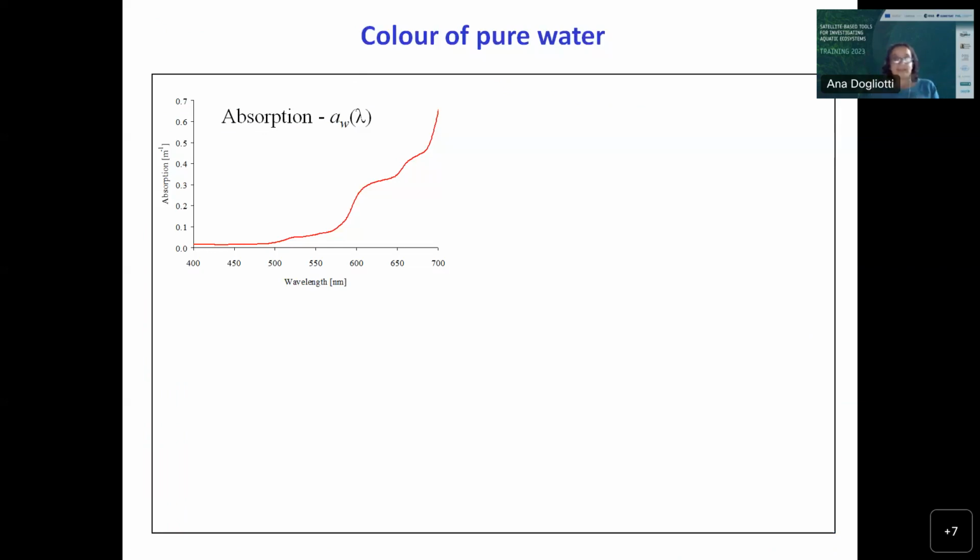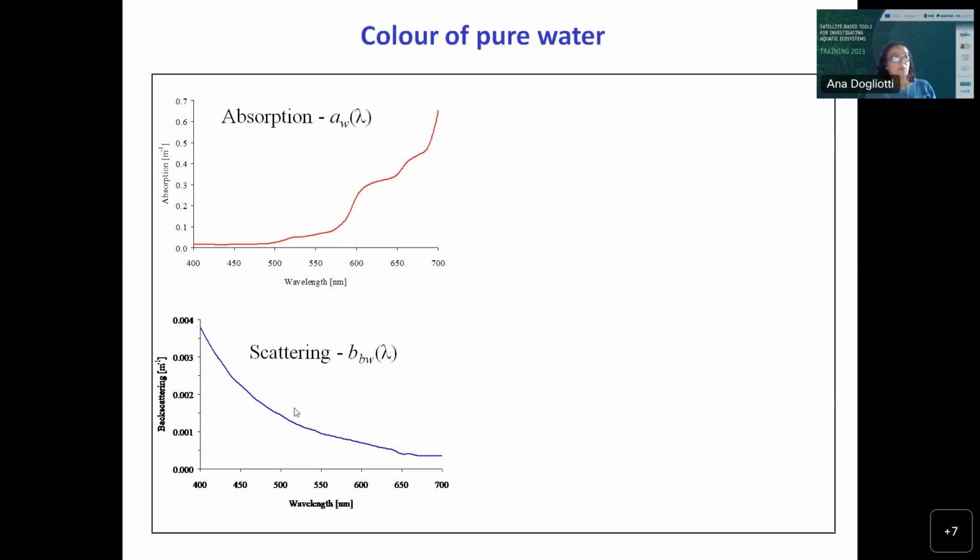So just as a simple example to understand this concept, we can talk about water. The main part of the water body is water in itself. So this is how the absorption of water looks in the visible region. We see very low absorption in the blue, increasing towards the red part of the spectrum. In turn, the backscattering of the water has this shape. Its maximum is higher at the blue wavelengths, around 400, and decreases towards the red and more in the infrared.